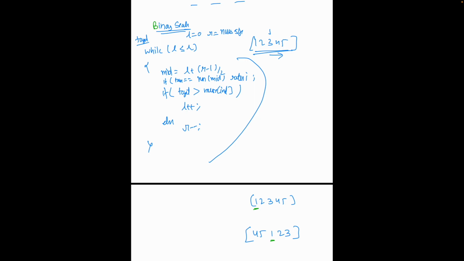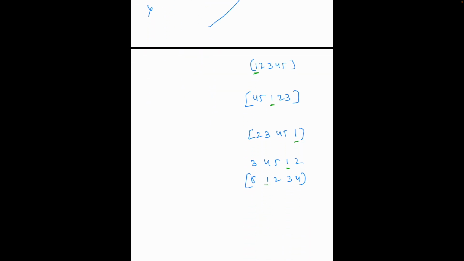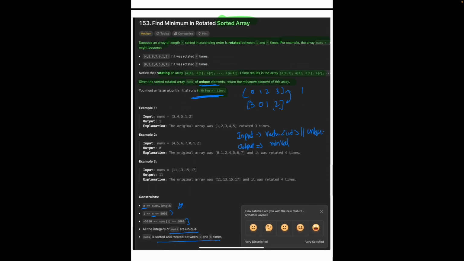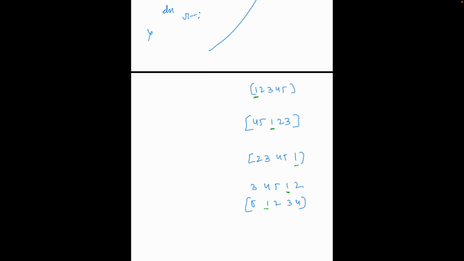Now, how can we use binary search in this question where we want to find the minimum in the rotated sorted array? These are the 5 possible solutions. Every time we divide the array in 2 parts, we can always say that one part will always be sorted and one will not be.